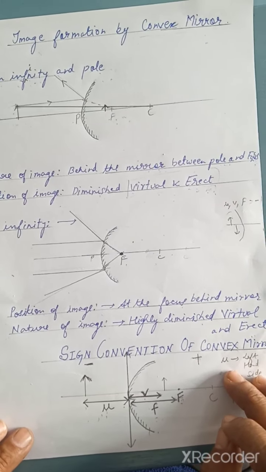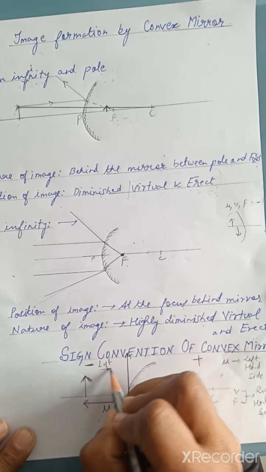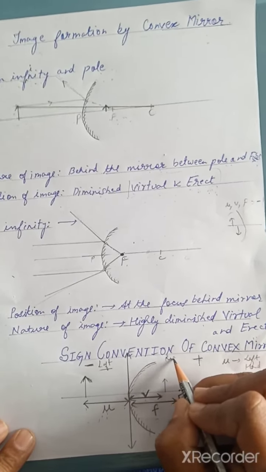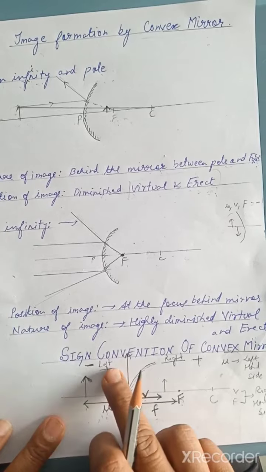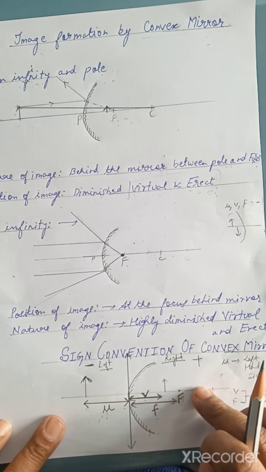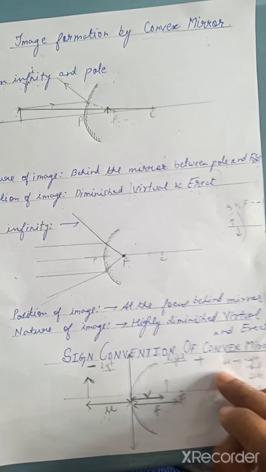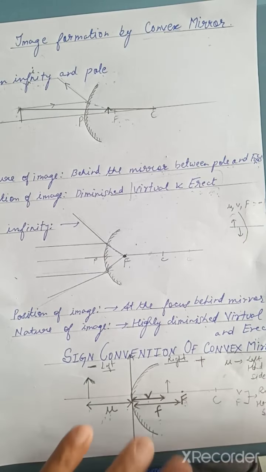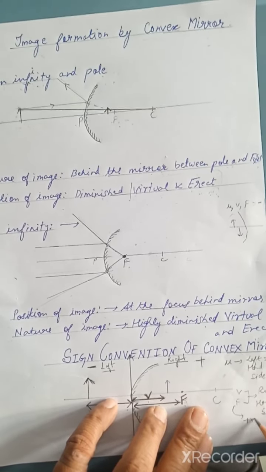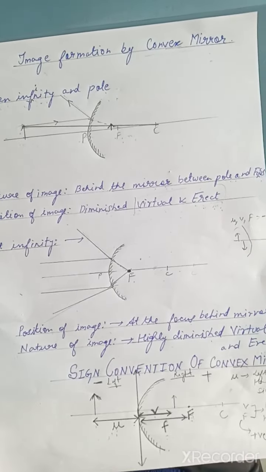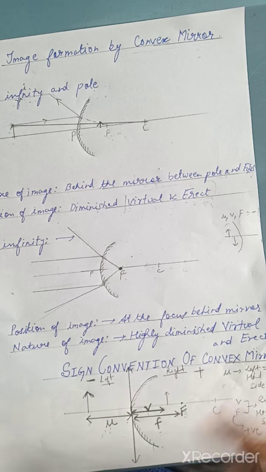So here in the sign convention of the convex mirror, this is the left side, this is the right side. When the object is kept here, it is considered negative. The image forming on the right hand side, and the focus also on the right hand side, will be considered positive. So u is considered negative, and v and f will be considered positive. So students, you should remember that in the convex mirror, v and f will be positive and u will be negative.